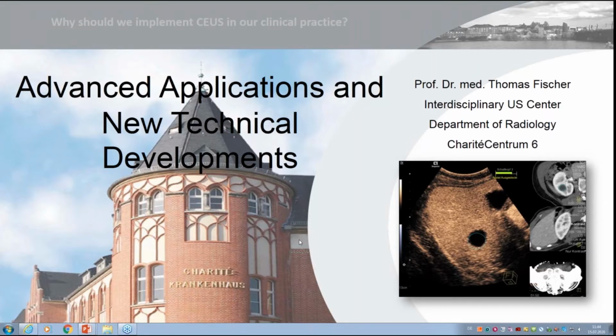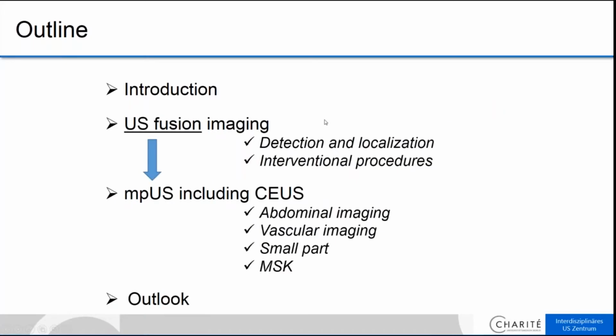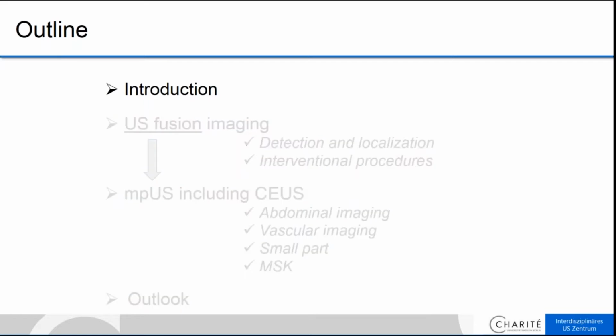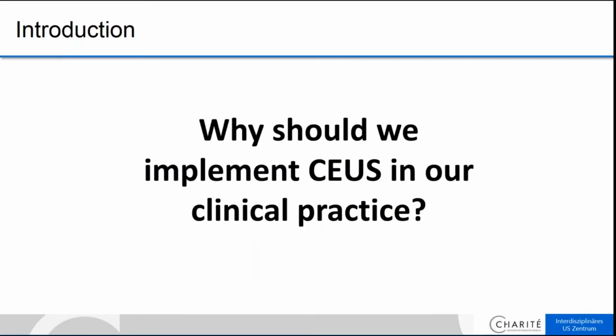And today, the story is we have to talk first on highlight interventions as well as ultrasound fusion. So my idea is to give you a short introduction on this topic. I'd like to briefly outline the possible indication of the use of ultrasound fusion imaging in terms of detection and localization, of course, of focal liver lesion, but also for interventional procedures. We have to move on to multiparametric ultrasound, including contrast enhanced ultrasound, and last but not least, a very short outlook.